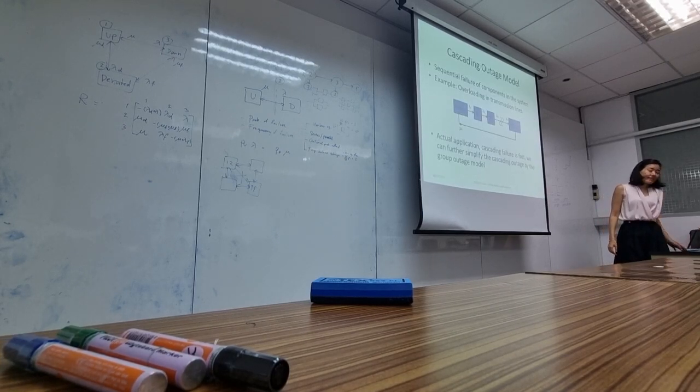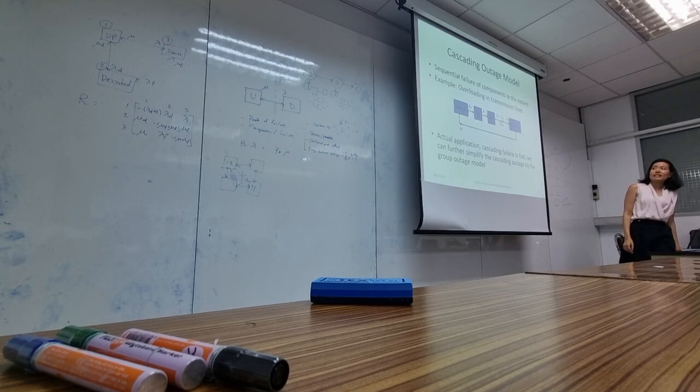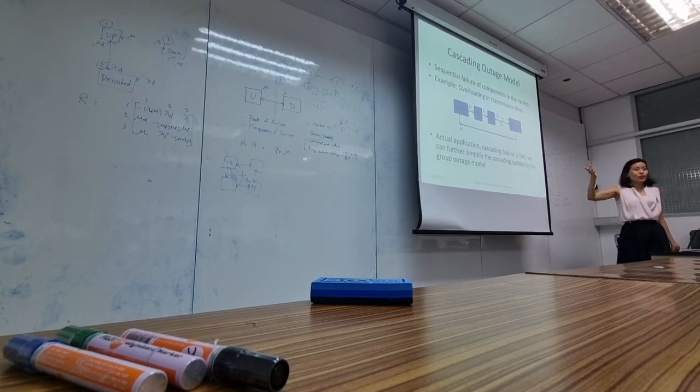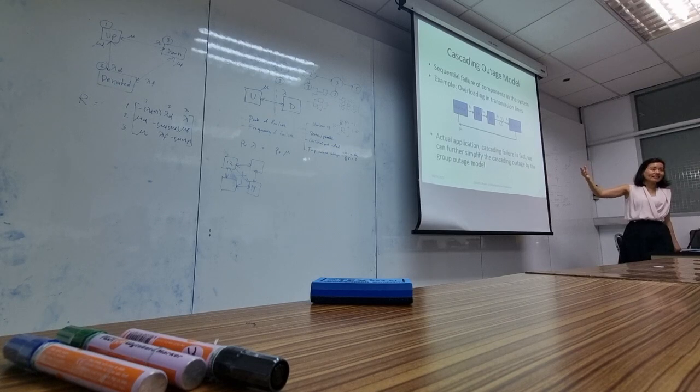In reliability analysis, they also propose this kind of cascading outage model. So it's a sequence of components in the system. Like when there are some rollout blackouts or brownouts in the network, one loss of a component might cause the other to overload, and then you get cascading failures. So these are the effects that they represent.